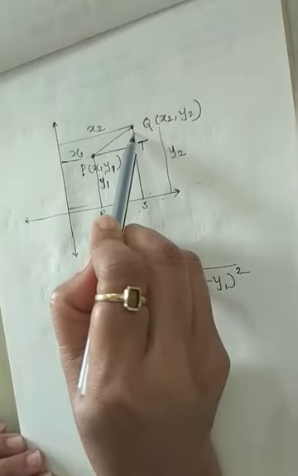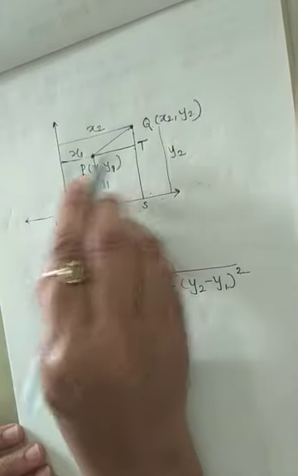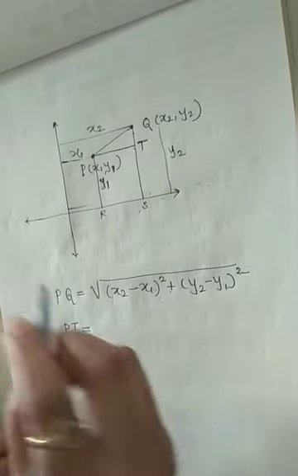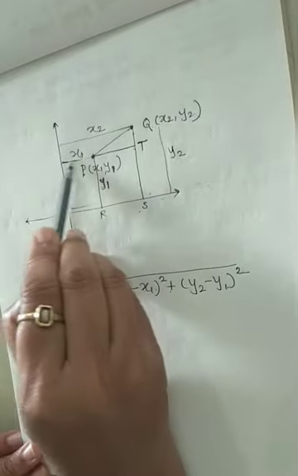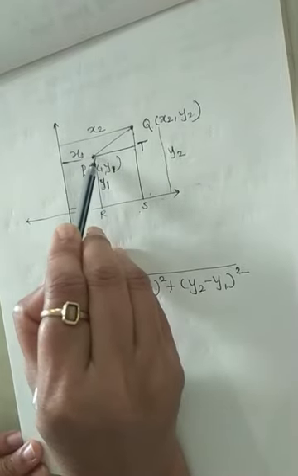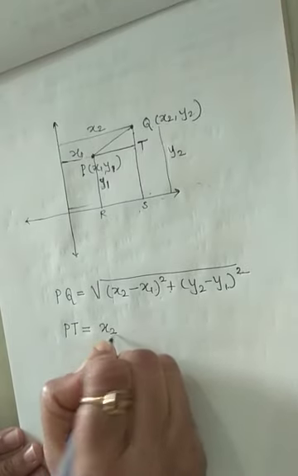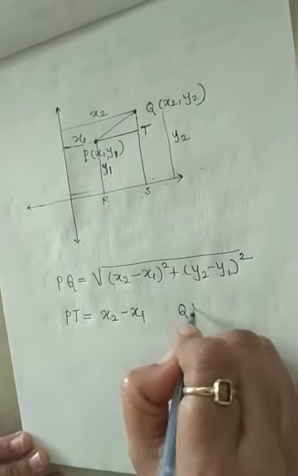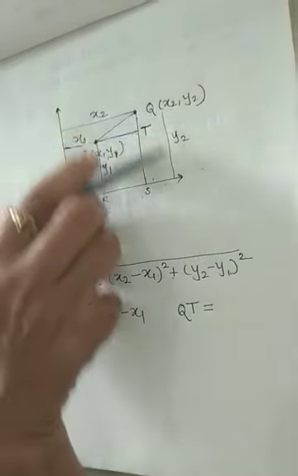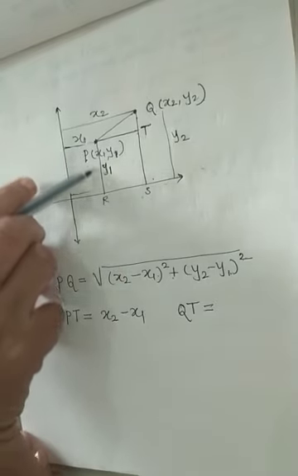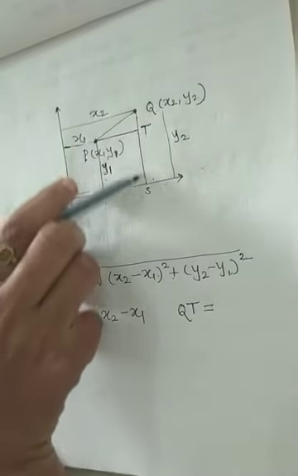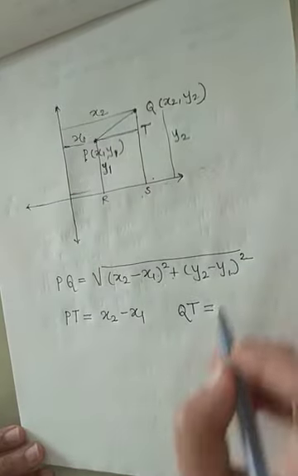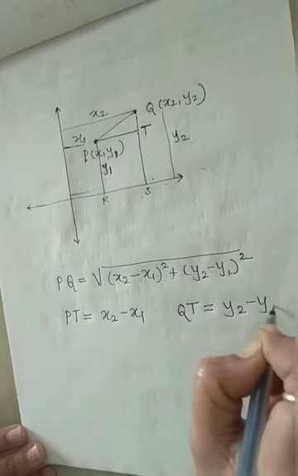Now for this triangle, we have to find the side PT and side QT. So let us find PT first. PT is equal to this x2, that means this full distance, minus this x1, we will get PT. So PT is equal to x2 minus x1 and QT is equal to this y2 minus this y1. That means this is y2 and this is y1. So y2 minus y1 is QT.